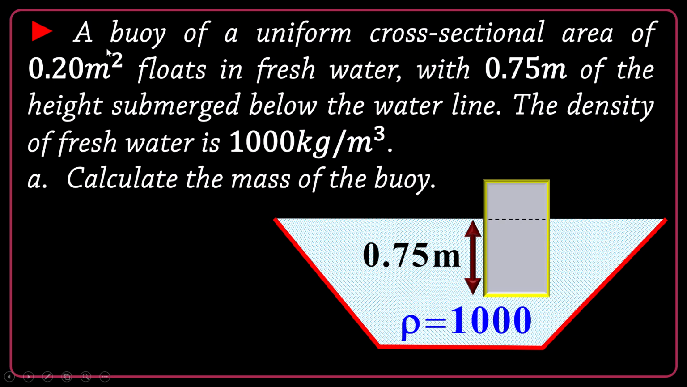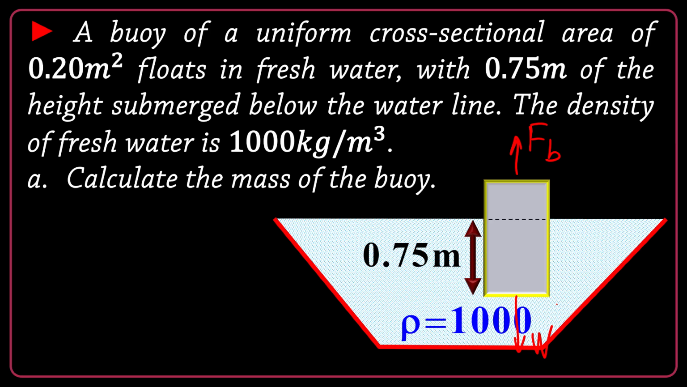Now let's have a problem. A buoy of a uniform cross-sectional area of 0.2 meters squared floats in fresh water with 0.75 meter of its height submerged below the water line. As you see, it may be something like a cuboid or cylinder. The density of fresh water is given, 1000 SI units. Calculate the mass of the buoy. Okay, here I believe that the buoyancy force, as the object is floating, is equal to the weight of the block.